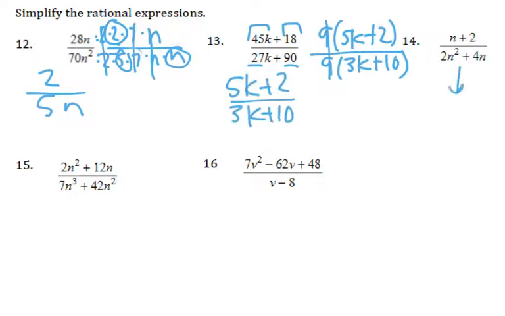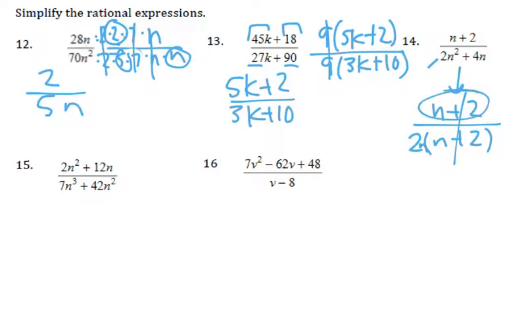Okay, 14. We've got n plus 2 on the top. The bottom, I can pull out a 2 and an n, leaving me with 2n, n plus 2. So I cancel those out. Now, whenever you cancel the whole top part out, it would just become a 1. So it's 1 over 2n.